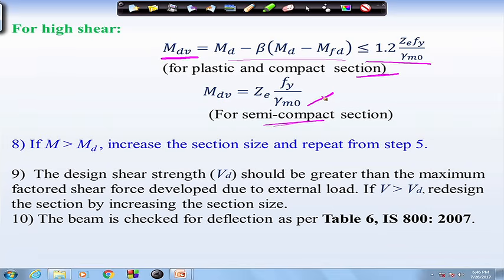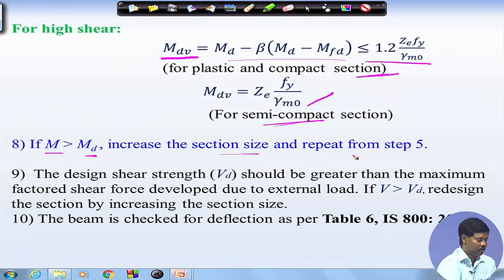Now, if we see that M is greater than Md, then we have to increase the section size and repeat from step 5. That means if the design bending strength is less than the actual moment, then I have to increase the section size and repeat from step 5. Otherwise, if it is satisfied, then we can go to step 9. So steps 5 to 8 are repeated till the design bending strength is more than the developed bending moment.